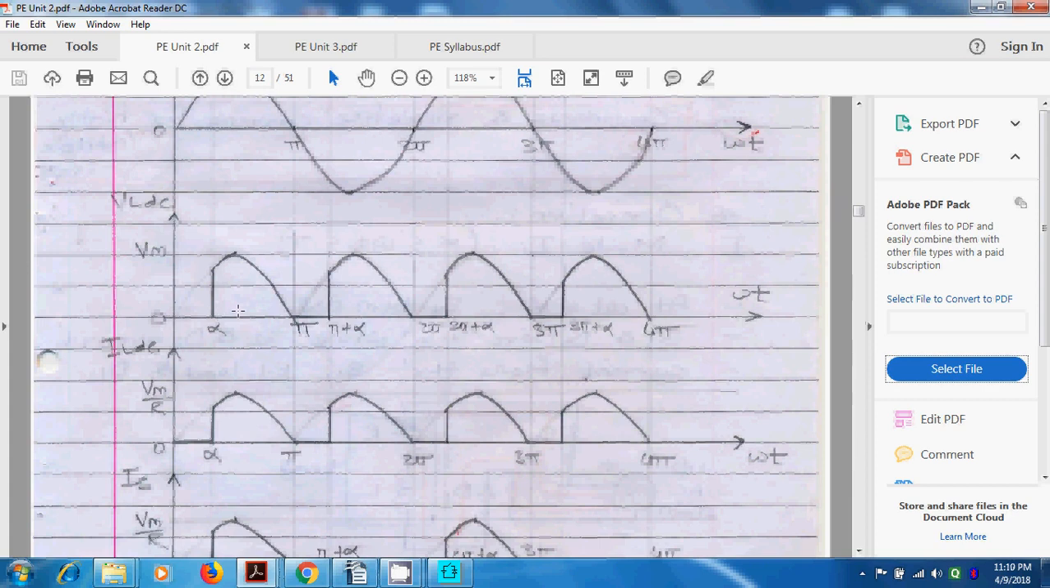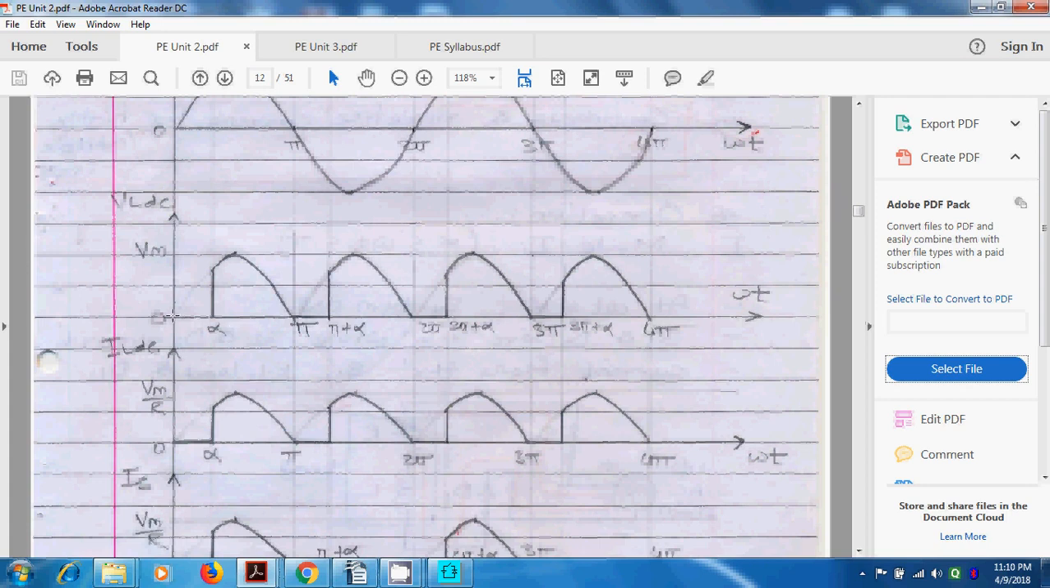So the user will decide the value of alpha. The value of alpha is that firing angle, up till which the output voltage is 0, because up till your SCR is not turned on, current will not flow and the circuit will not make. So definitely alpha can be between 0 degree to 180 degree always. Ideally alpha min is 0 and alpha max is 180. So consider here, for our sake of convenience, alpha is equal to 30 degree.